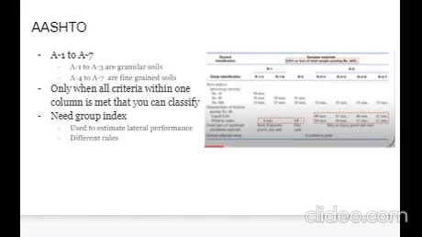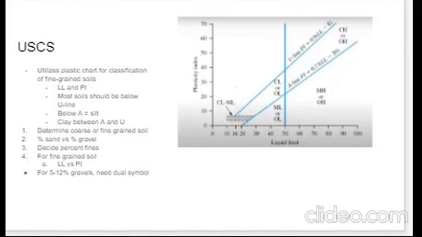The idea is that all the criteria in one column have to be satisfied in order to classify the soil, and you also need to calculate the group index. For different types of groups, you may have different requirements. For example, one rule of GI is that if the calculation comes out negative, you have to... The USCS classification system is one of the most widely used systems to classify soil.